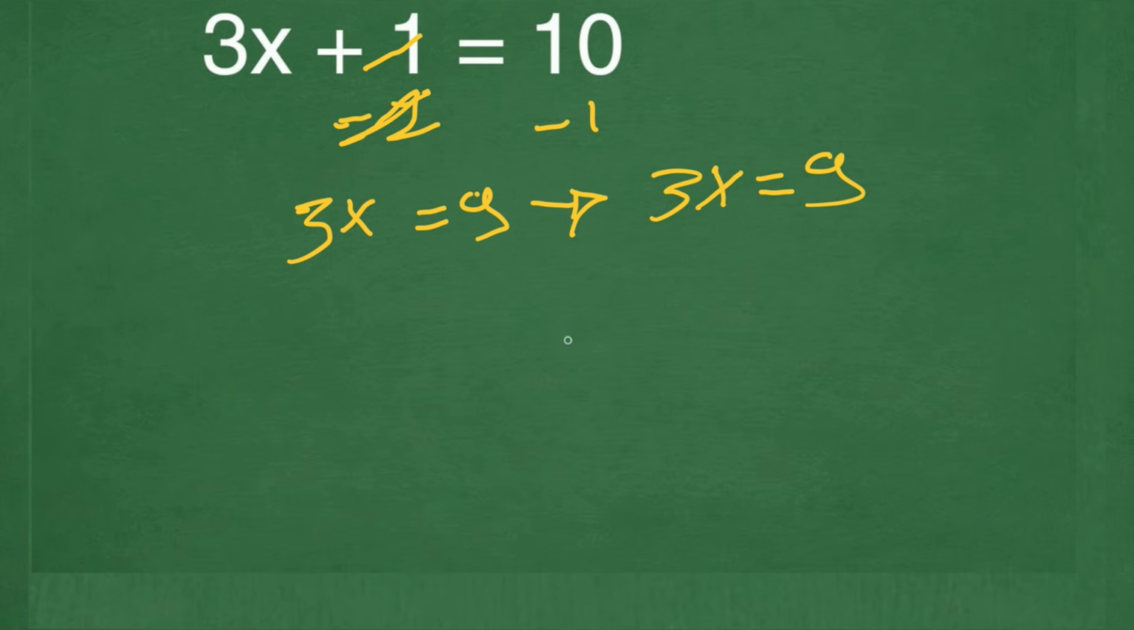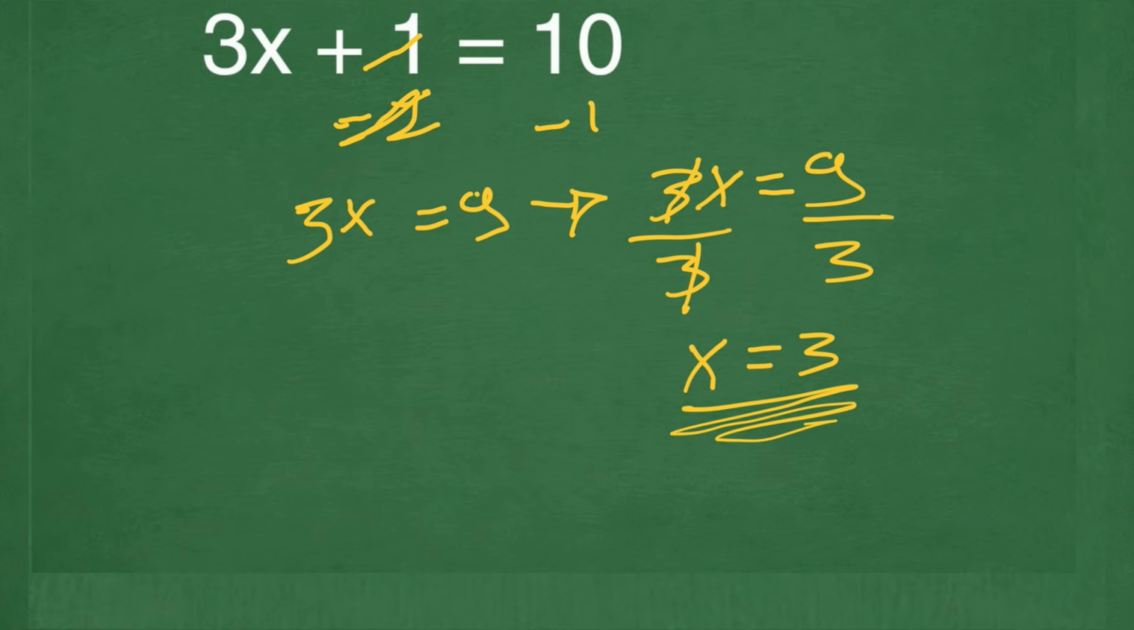So now we actually have to divide by 3 to know the value of x. So 3 cancels 3, or 3 divided by 3 is just 1. So we would have 1x, x by itself, is equal to 9 over 3, meaning x is just 3. And this is the answer.